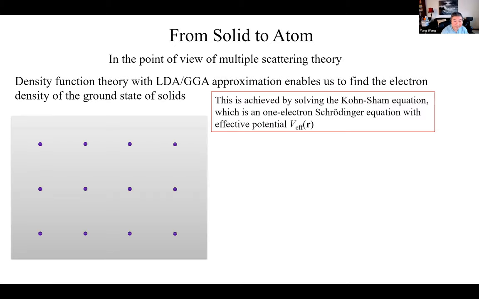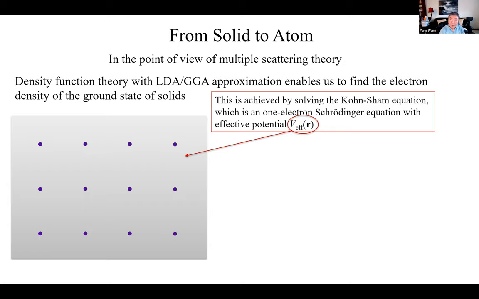So basically what happens is, in this picture, we have a solid that can be viewed as an effective medium, an effective potential, with the ions in it. That's basically the problem we're going to deal with: one electron seeing these surroundings. So we need to solve this Kohn-Sham equation, right?